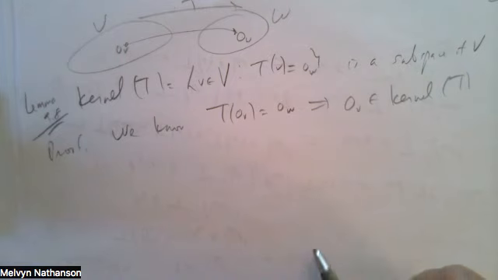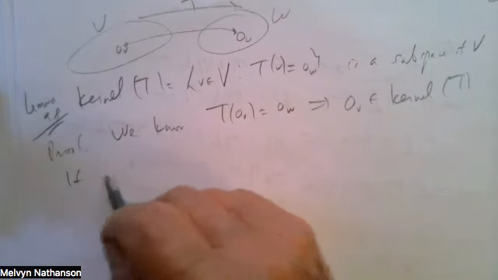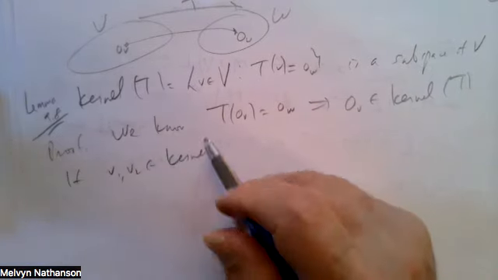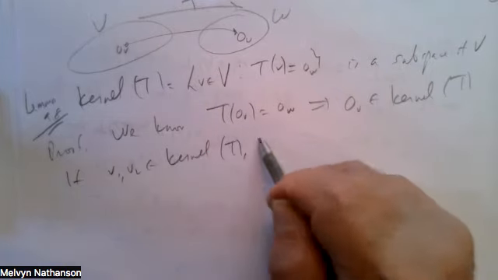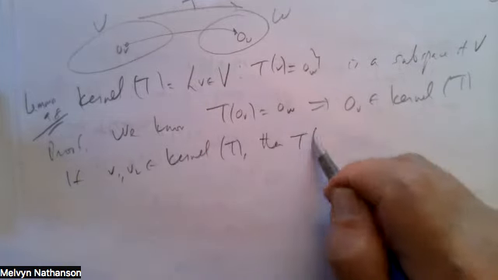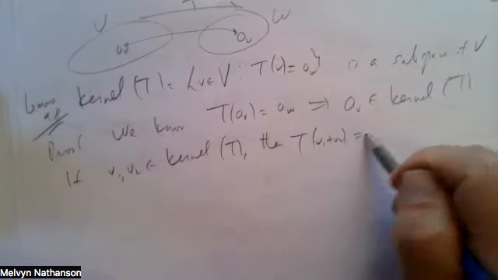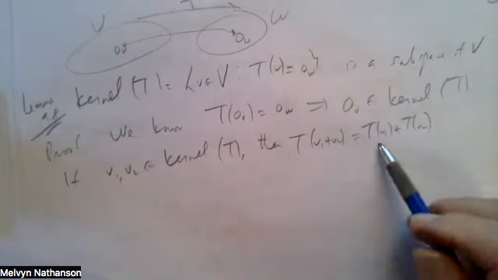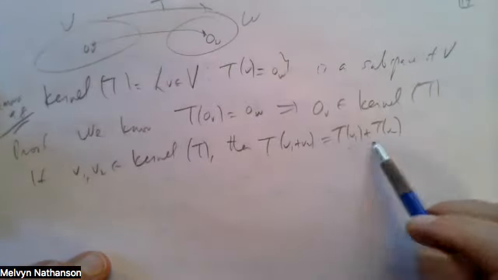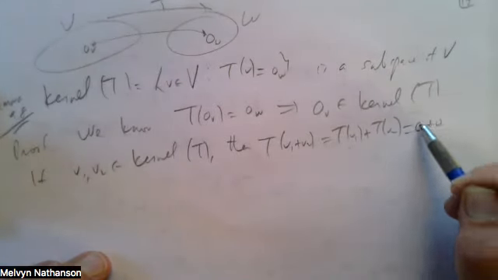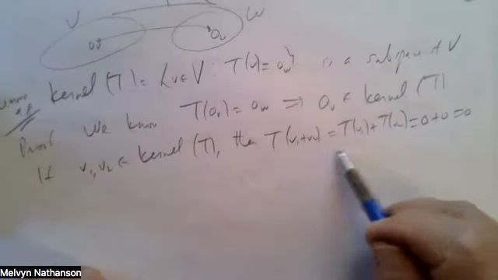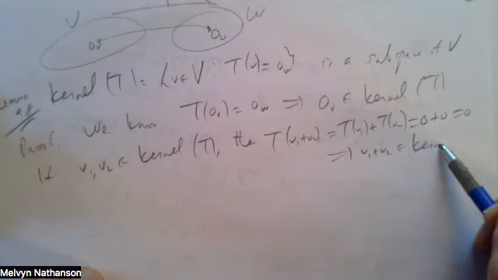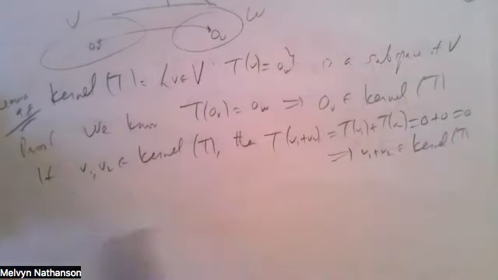How do we know the kernel is closed under vector addition? If v1 and v2 are in the kernel of T, then what is T of v1 plus v2? It's T of v1 plus T of v2. But v1 and v2 are in the kernel, so each of these is equal to 0, and 0 plus 0 is 0. So v1 plus v2 is in the kernel of T.